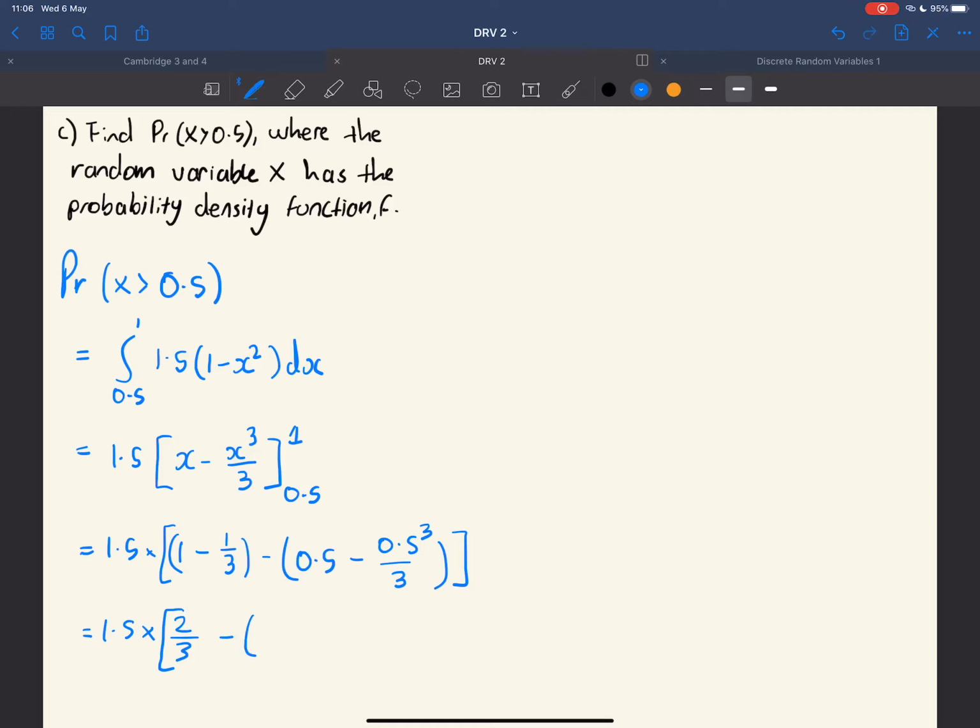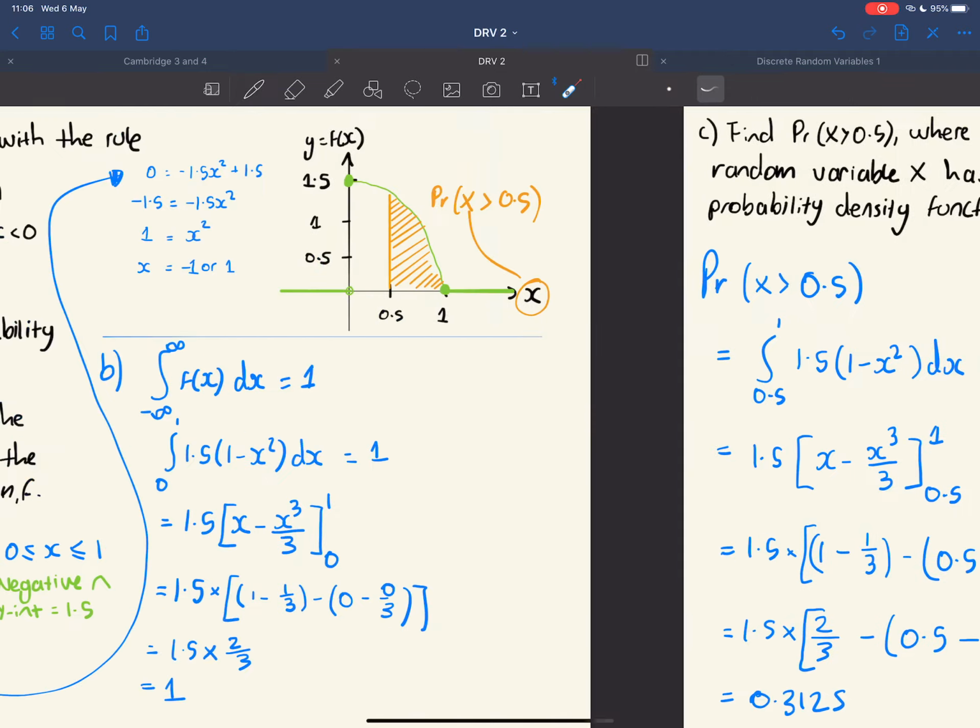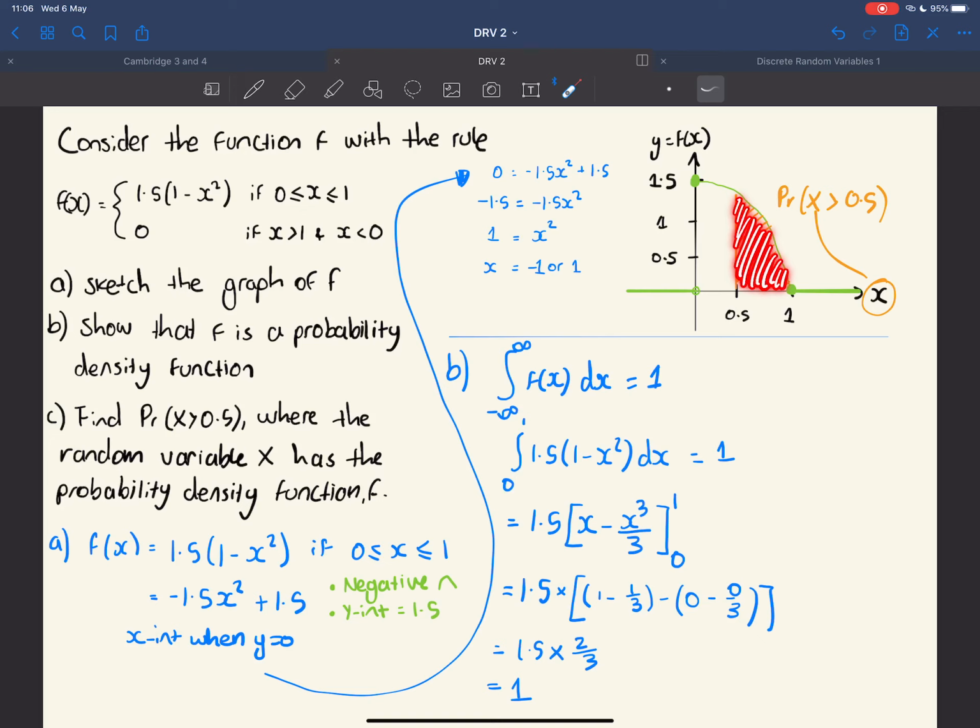0.5 take away. Now 0.5 times 0.5 times 0.5 is 0.125. We're dividing that by 3, of course. And if you put that all into a calculator, you'll get, and this is the probability of our random variable being larger than 0.5, 0.3125. So it's roughly a third. There's a third of a chance that our random variable will fall in this region here. And that's our example.